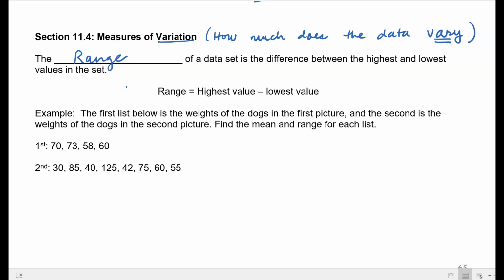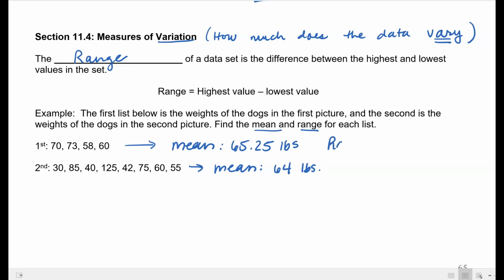We've got the list of weights of dogs in two pictures, and we're asked to find the mean and the range. So for number 1, the mean, if you add those up and divide by the total, I'm just going to write down the answer. Feel free to pause the video and calculate it if you want more practice. It is 65.25 pounds. For the second example, the mean is 64 pounds. So the averages are really close.